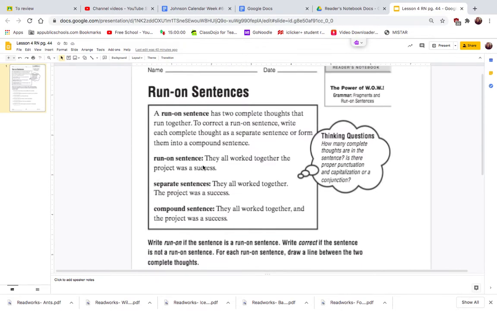Here is an example. They all worked together. The project was a success. So here we can see there are two sentences, but they are not broken up. They are put together. Okay, there's no pause either. They all worked together. The project was a success. So let's look how we can separate those sentences.